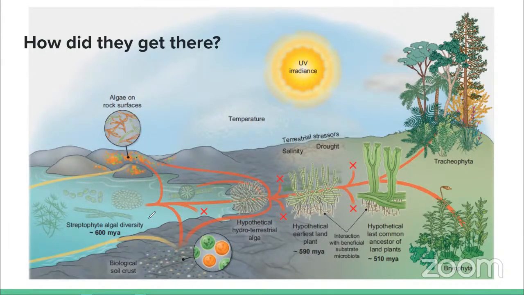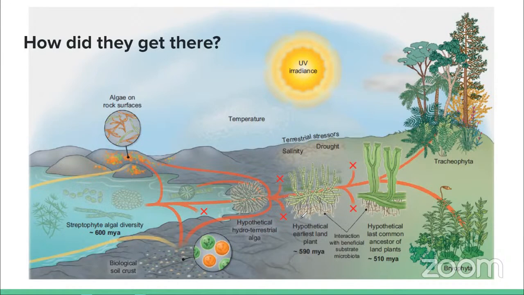So we still see algae on rocks today. We start to see some getting incorporated though into this biological soil crust. So we can see some microscopic algae down in there. So what we think is happening in this time period as we start to see land plants is that maybe we had some kind of hydroterrestrial algae. So kind of like algae on rock surfaces, probably they would have been able to live in both these moist environments and survive on land for longer periods of time.